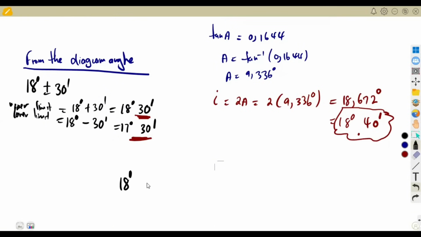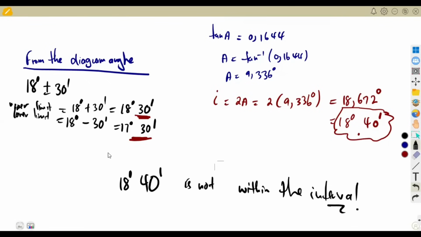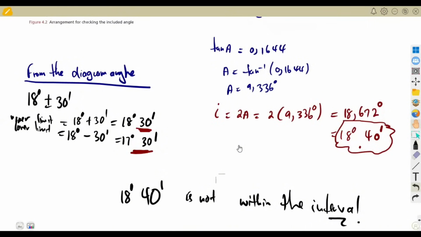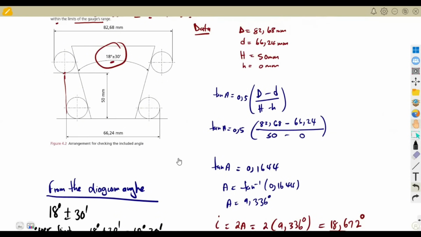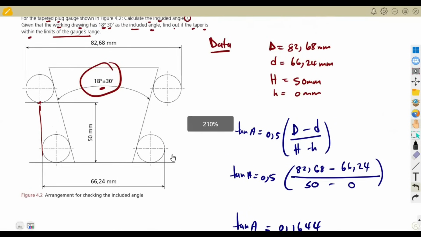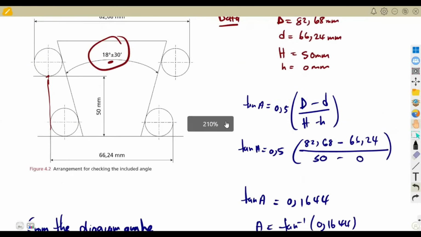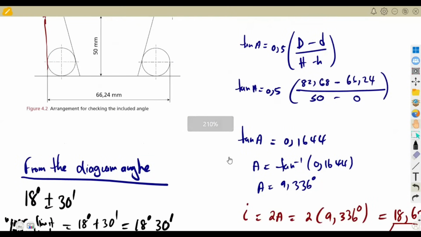So 18 degrees, 40 minutes is not within the interval. So if you're given this type of question, that is how you're supposed to compare it. You calculate the included angle from that formula that I talked about, then you compare. But in typical exam questions, they can ask different cases like this, though it is very rare.